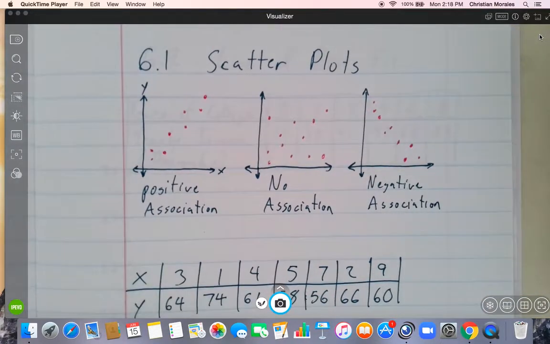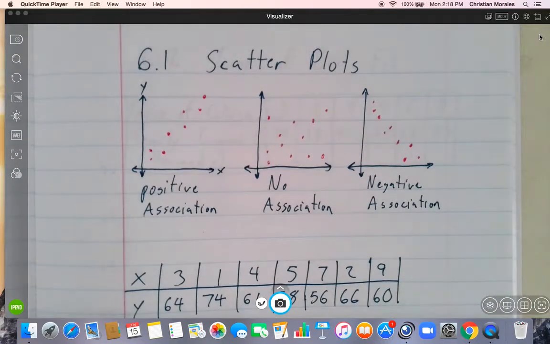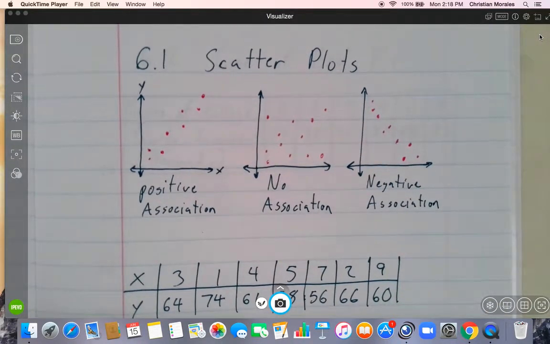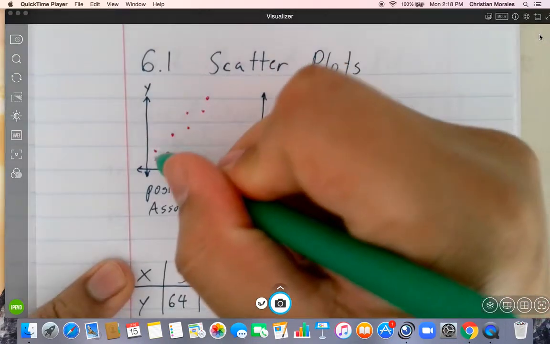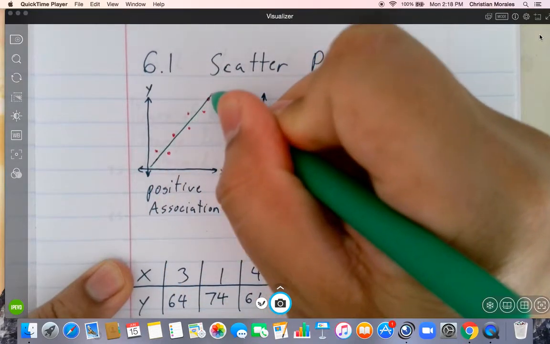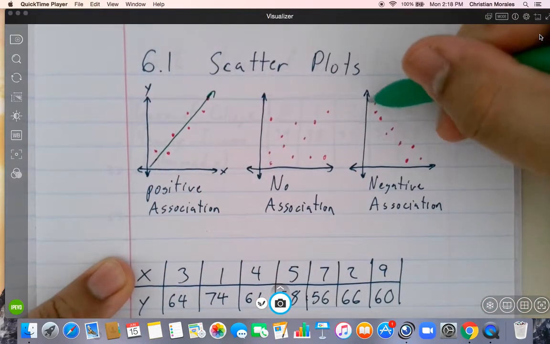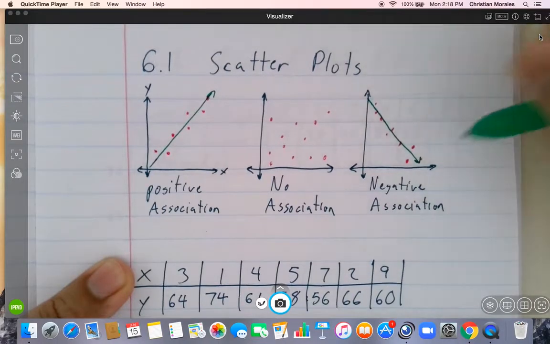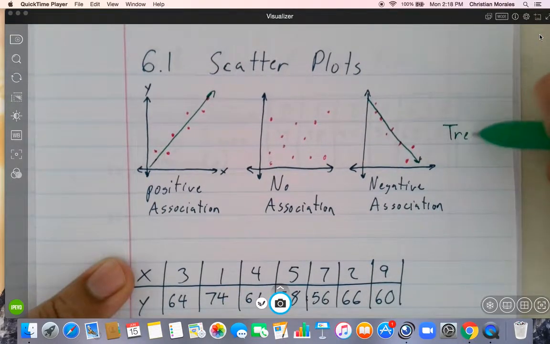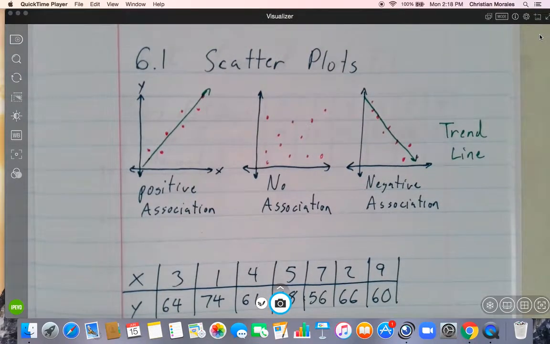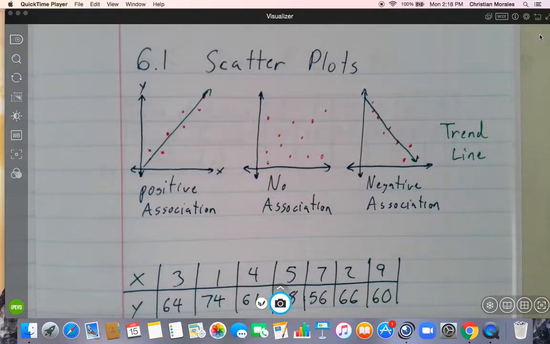All right. Now, another thing you can do to help you out with this is to draw the trend line. The trend line is a line that you draw trying to go through the middle of the points. So we call it a trend line, and that'll tell you which way it's really going. If there is no association, there is no trend line.